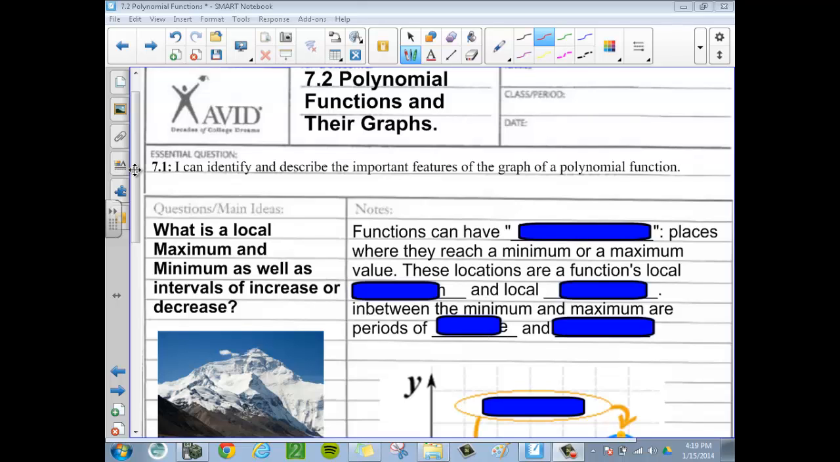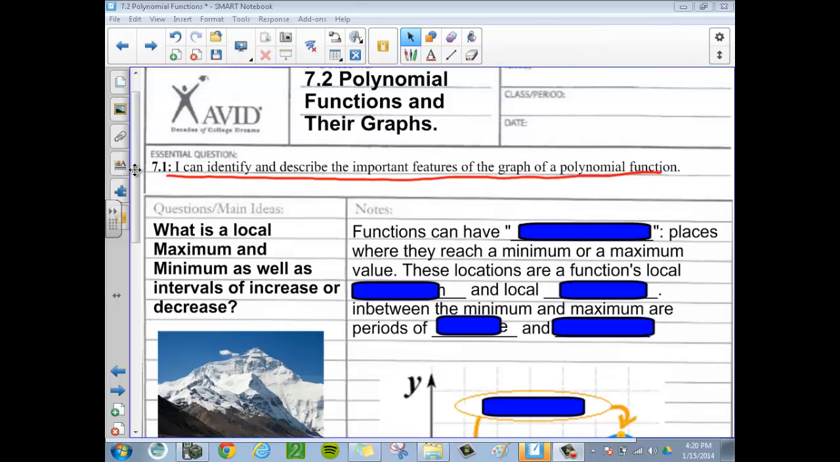Okay, in this lesson we're going to be talking about polynomial functions and their graphs. And the essential question today is: I can identify and describe the important features of the graph of a polynomial function. Now the first question I have for you is, what is a local maximum and minimum, as well as intervals of increasing or decreasing? So we want to figure out those things.